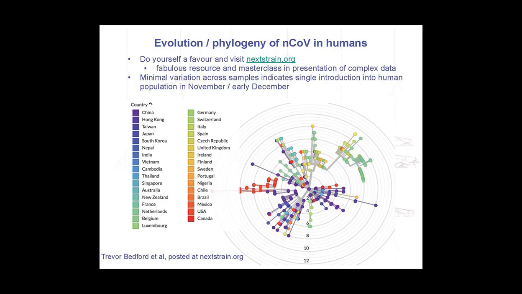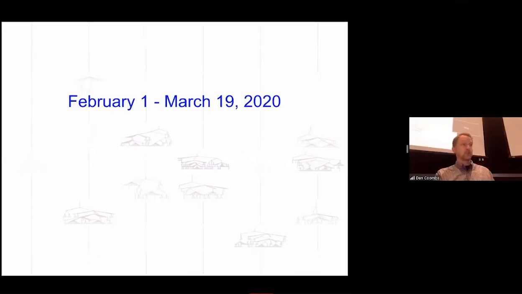And there's a wealth of data that you can explore and get interesting insights into transmission in different countries and even different regions of different countries through the nextstrain.org website. I'm not going to talk any more about evolution or phylogeny in this talk. All right, so that was the early phase. Now the phase from February 1st till now.